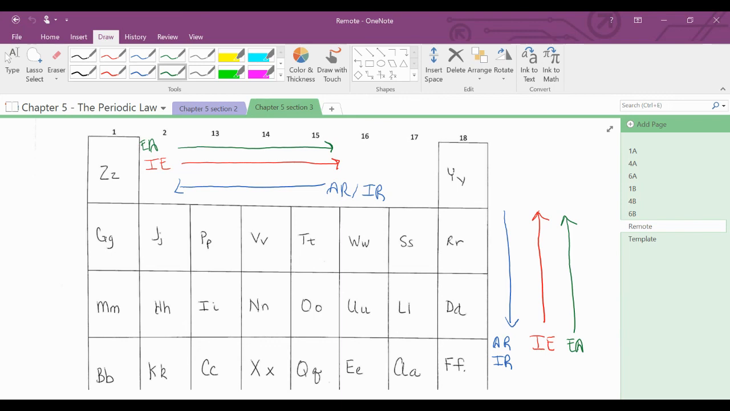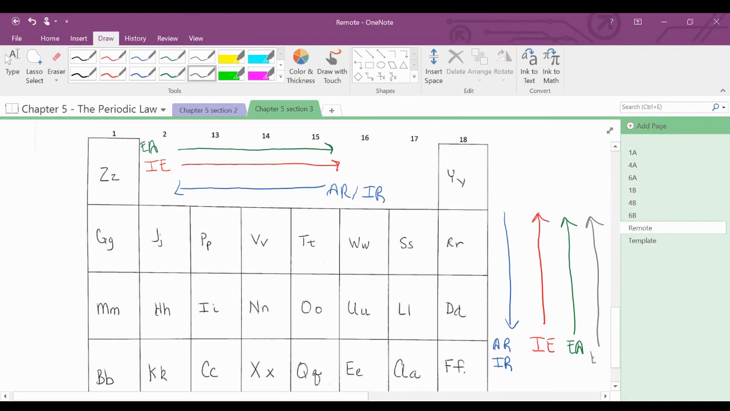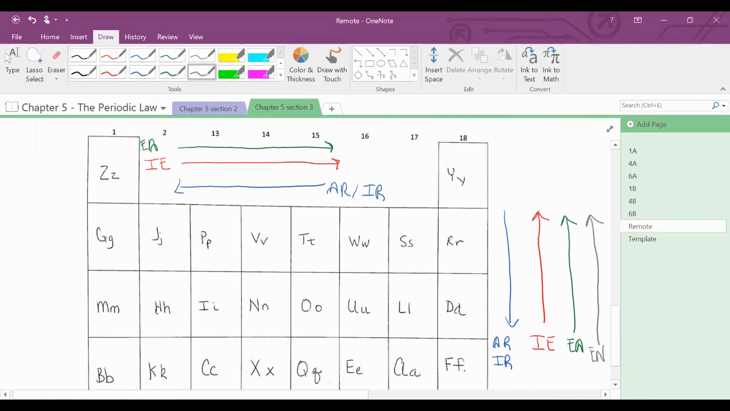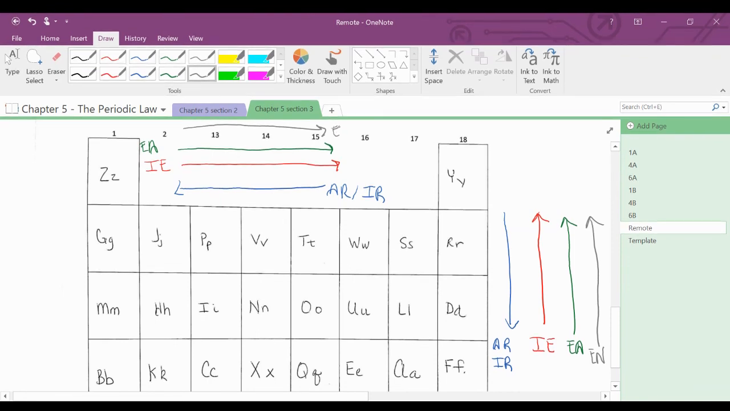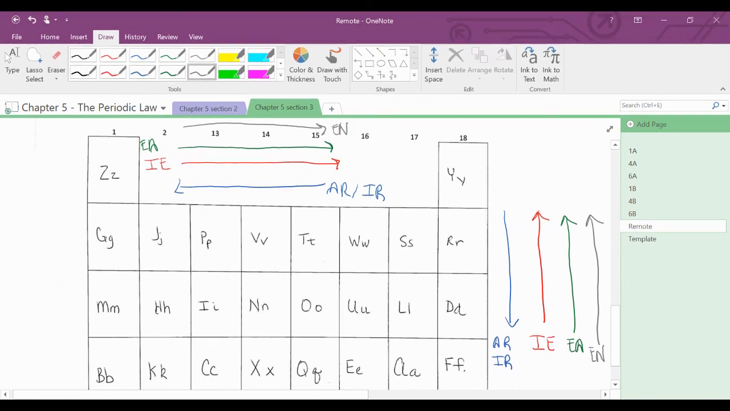All right, and then the last trend is electronegativity. So that's the arrow for within a group. And then here's my arrow within a period. And this tells me the attraction an element has for electrons. So when I look at this, I can see elements that are in the upper right-hand corner. If I'm going to pick one, I'm going to pick fluorine. It's going to be the most electronegative element on the periodic table. So fluorine has a great attraction for electrons.